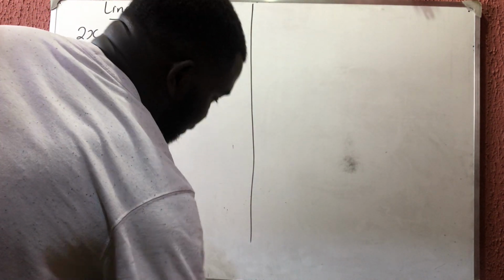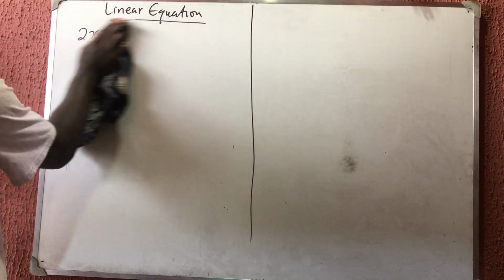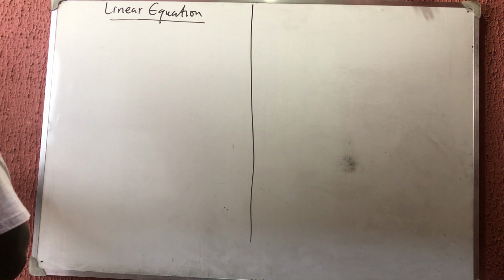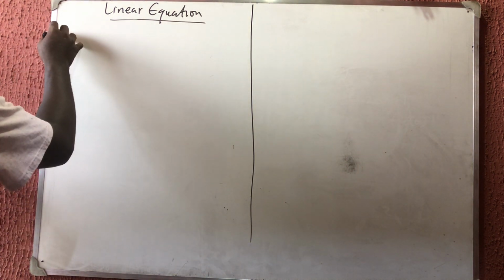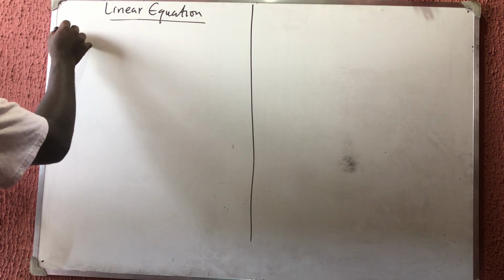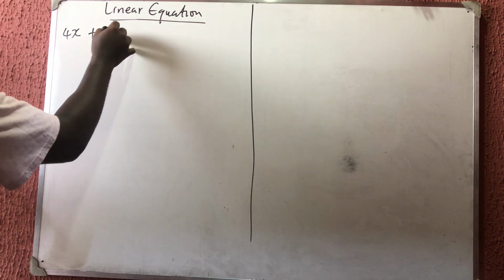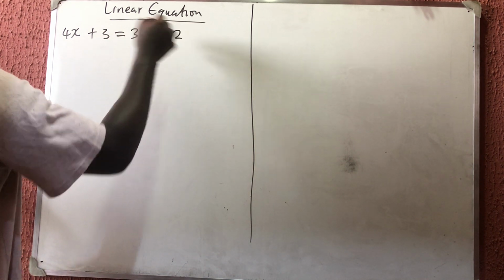In solving a linear equation, we simply solve by collecting like terms, and that's all. It's not difficult to solve. Once you collect like terms, you have solved the linear equation, right? So the first question we're going to solve says that we should solve 4x plus 3 is equal to 3x plus 12, right?